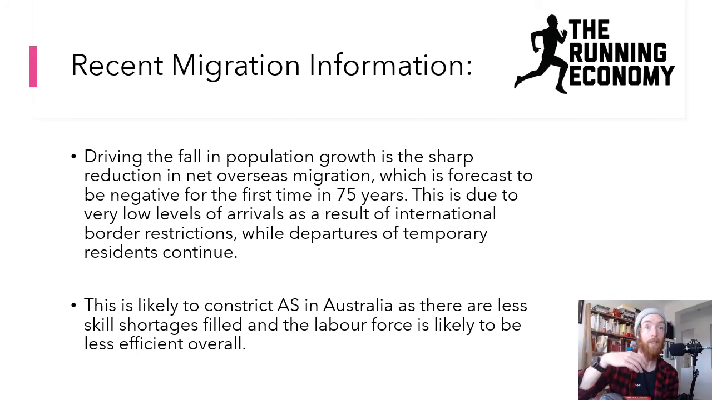So a lot of people are leaving Australia to go back to their home countries during COVID times, as there's so much uncertainty around it, but also we are not allowing as many people in because of these international border closures. This is likely to constrict aggregate supply in Australia as there's less skill shortages being filled, and the labour force is likely to be less efficient overall. So we might have people with mismatched skills working in positions, therefore they're less likely to be as efficient or productive, and therefore that limits our productive capacity and constricts our aggregate supply overall.